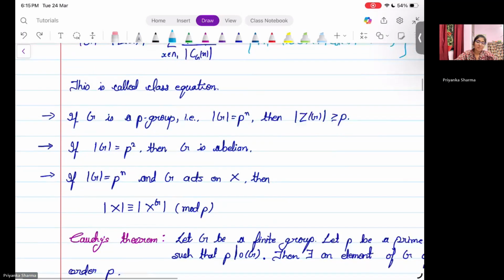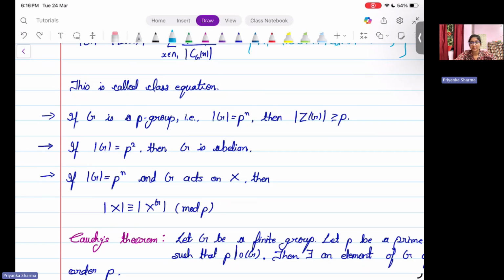Okay. So if G is a P group, what is the meaning of a P group? P group means the order of the group is P to the power n, where P is a prime number and n is a natural number. So if G is a P group, then the order of the center of G is greater than or equal to P. So either this will be P or something greater than P, and that will be actually some P to the power i.